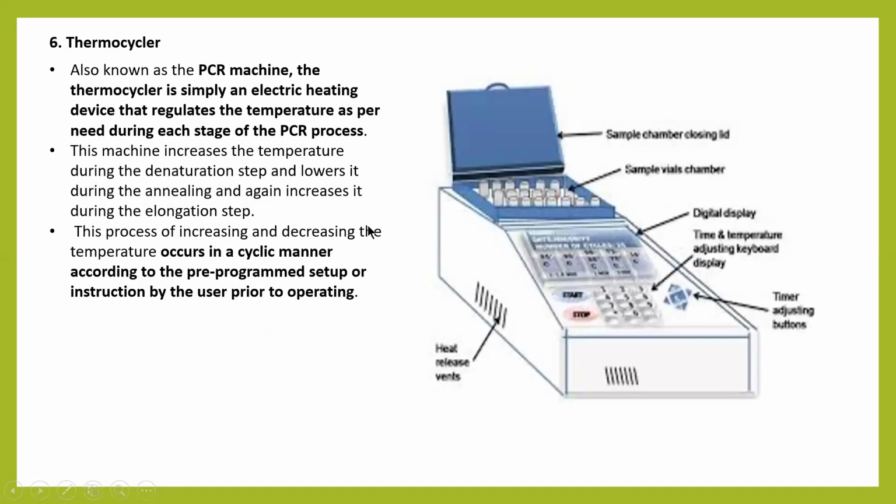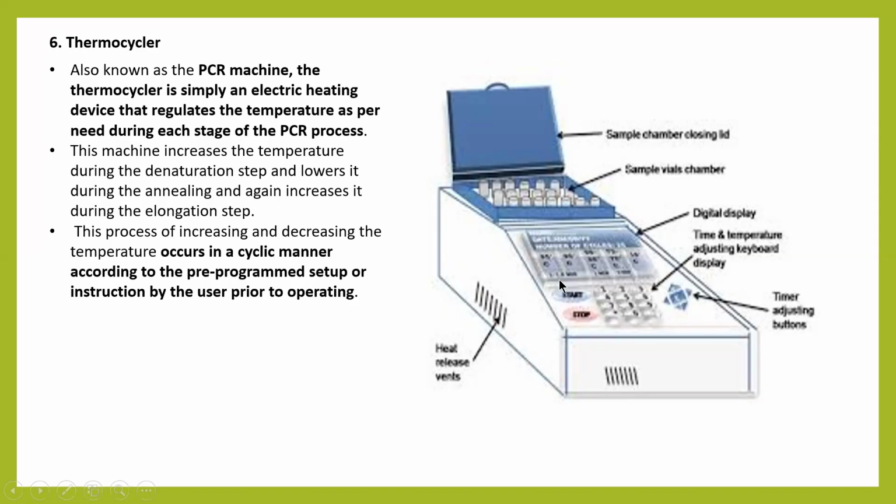Now we need a thermocycler, which is the PCR machine. The thermocycler is simply an electric heating device that regulates the temperature as required at each stage. The machine increases the temperature during the denaturation step, when the DNA breaks down, lowers the temperature during annealing, when the primer binds, and again increases it during the elongation step.